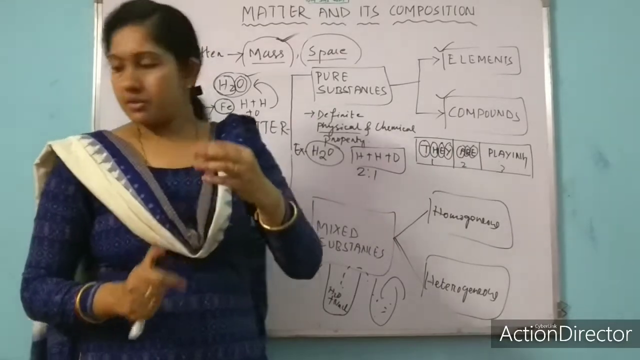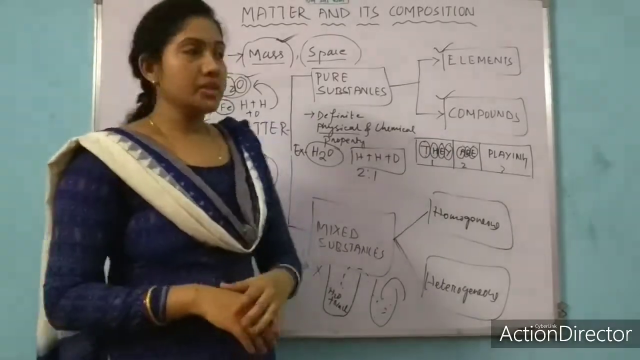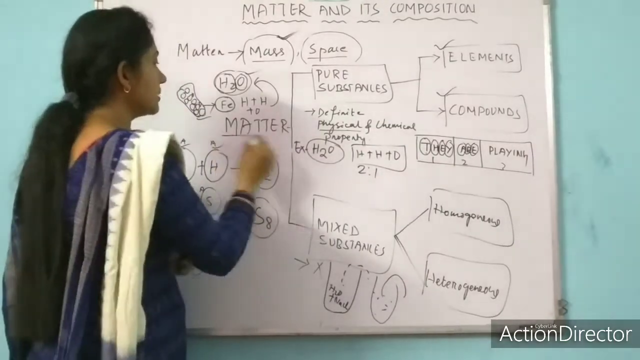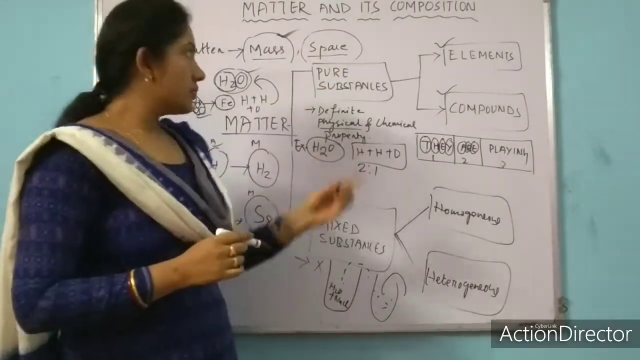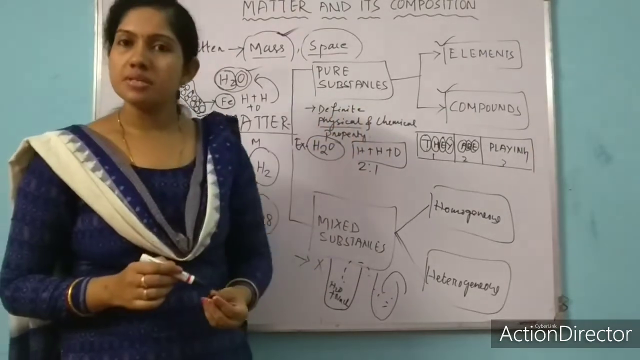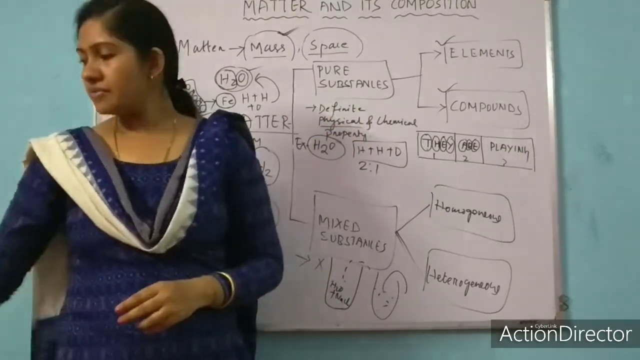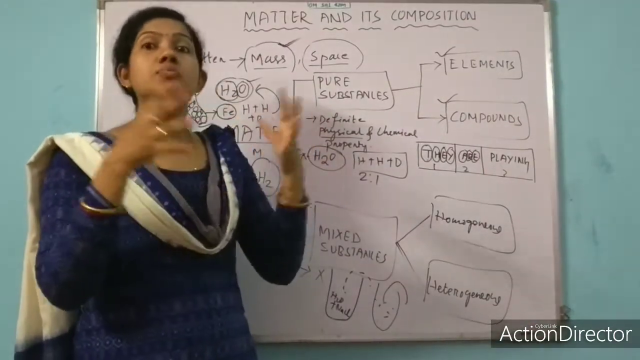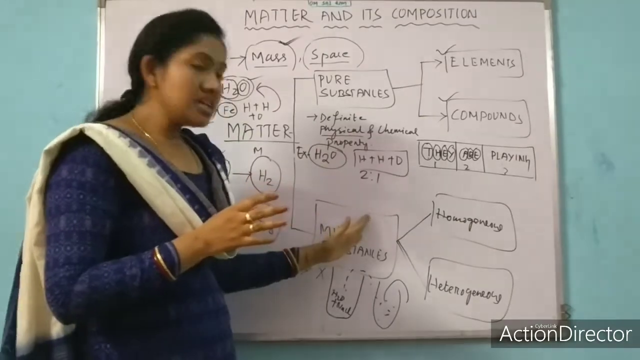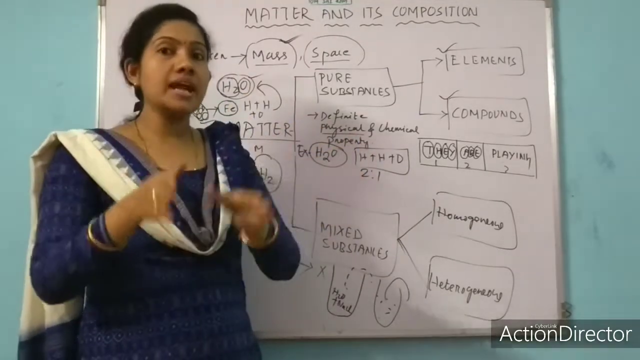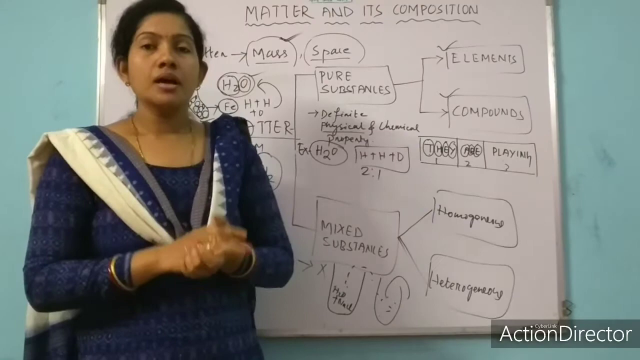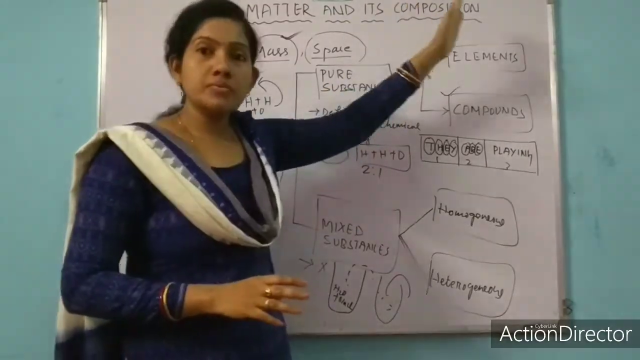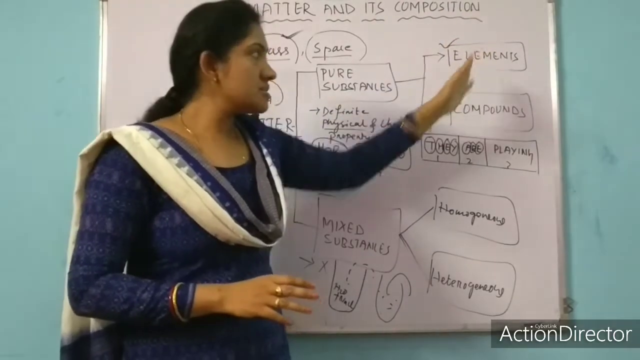So again, very shortly, here is the recap. Matter can be classified as composed of pure substance and mixed substance. Pure substances have fixed chemical and physical properties with definite proportion. Mixed substances do not have definite physical and chemical properties, and have different proportions. Pure substances may be categorized into elements and compounds.